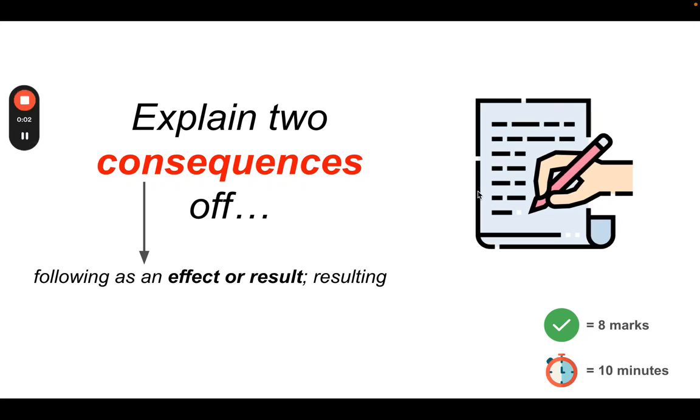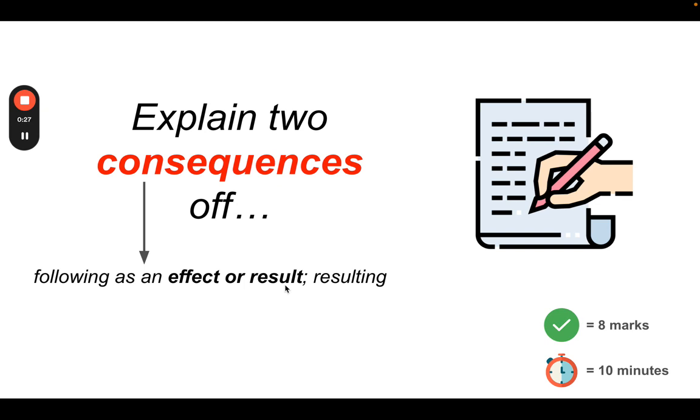Welcome everyone. Today I'm going to be talking about the Cold War paper, specifically in reference to the question, explain two consequences of. Now, to understand this question, you need to understand what a consequence is, that being an effect or result. So this happened, and as a result, this happened because of it. Now, this consequence needs to be immediate.